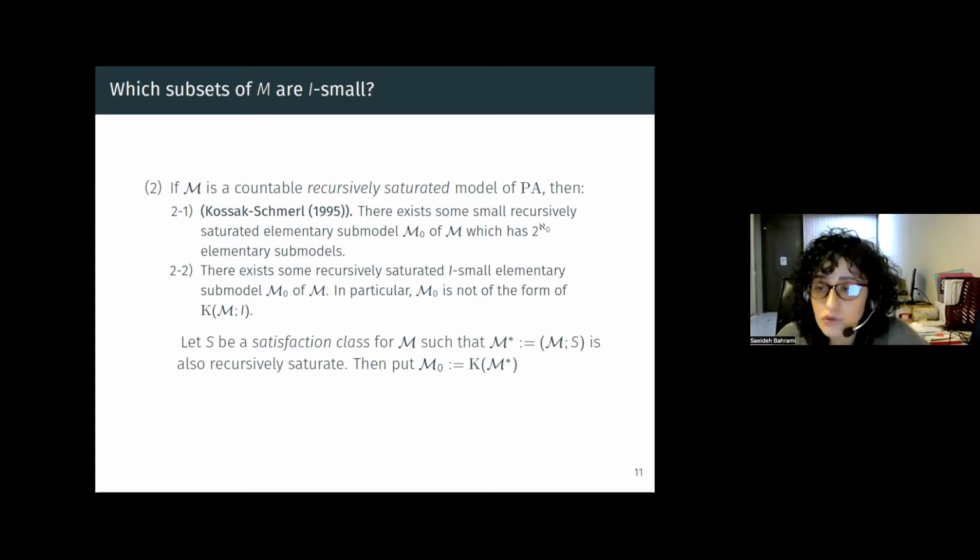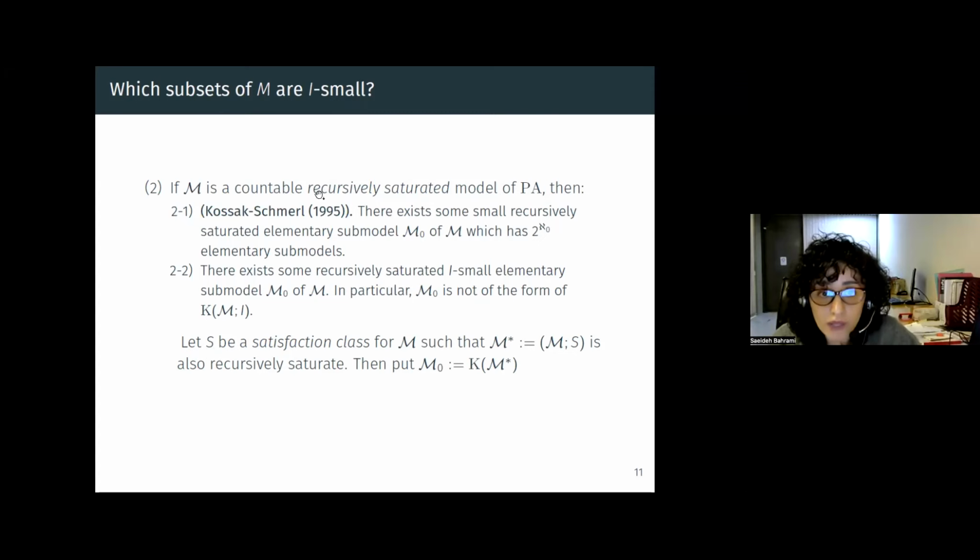Saeideh, so is this for M that's a model of PA or I sigma 1? Yeah, no, for a model of PA, and it has to be recursively saturated. Right, for the second result as well. Yeah, for the second result as well. And I don't know if it is a model of I sigma 1 whether the result holds or not.